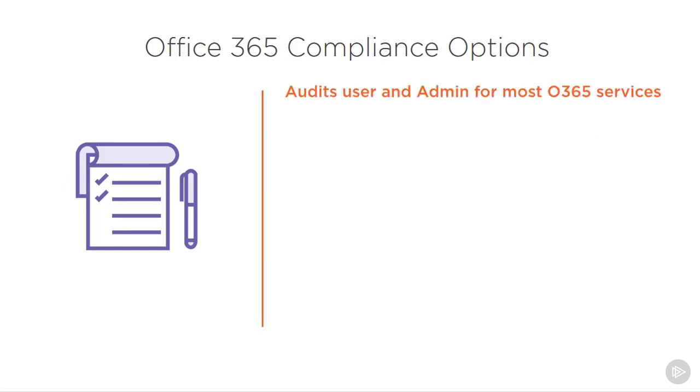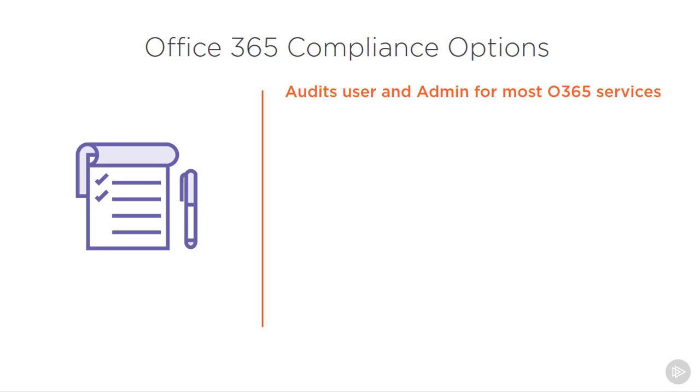One of the things that we're going to want to do is audit users' behavior and admins for most of your Office 365 services. SharePoint Online, Exchange, Sway, Power BI, Teams, Dynamics, Yammer, Flow, Stream, user and admin activity can all be monitored within all of these products, and it's something that you're going to want to do. You're going to want to audit that, and you're going to want to monitor that.